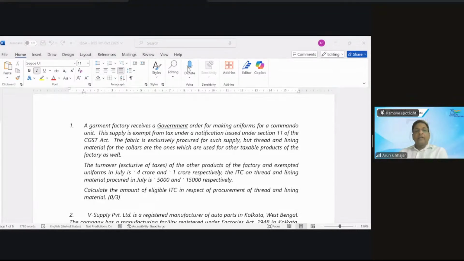Very good morning. Just tell me what will be the eligible ITC in this case. Very small question. The total sale is 4 crore and 1 crore respectively. So the total outward supply will be 5 crore. Correct.